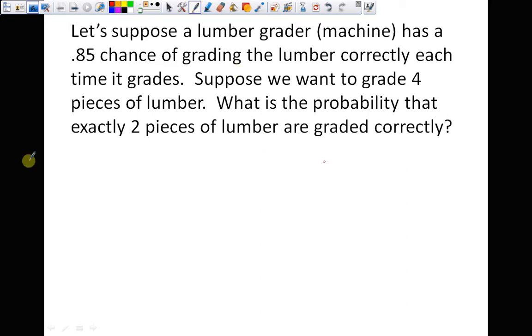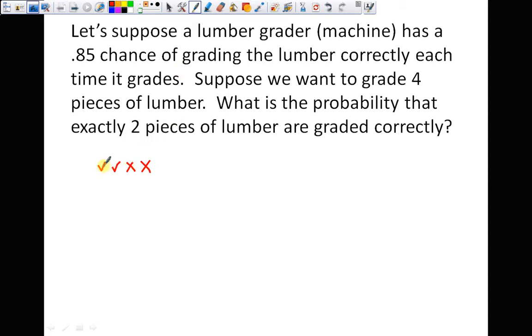So if we think about this, let's say we have check, check, x, x. Now what that represents is the grader got the first 2 pieces of lumber correctly and then the last 2 incorrectly. Okay, and we can come up with the probability that that happens. Because these are independent events, we can multiply the probability that each one occurs.